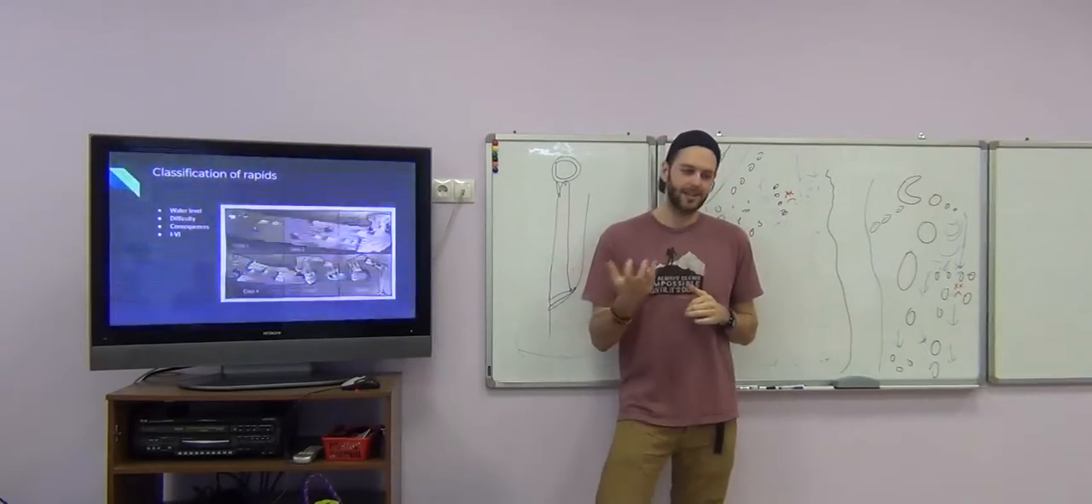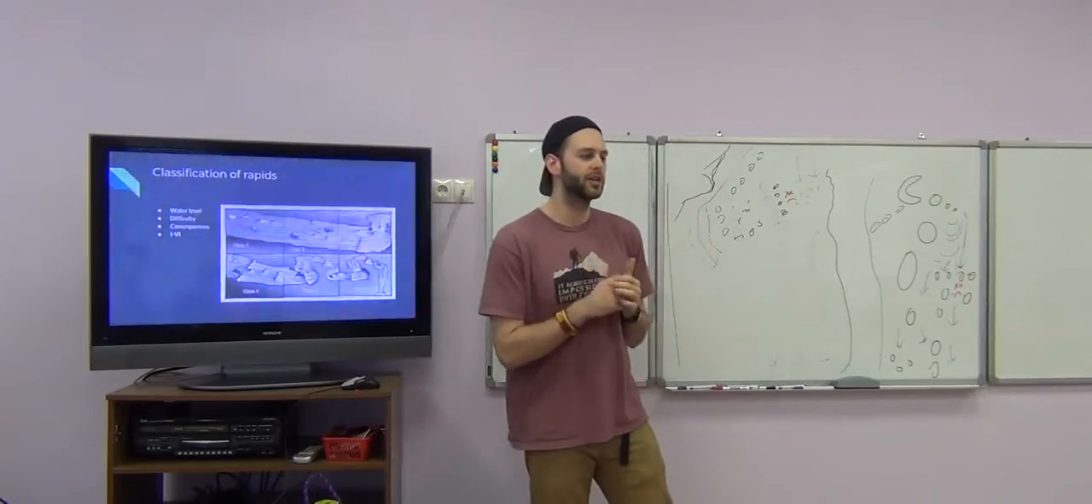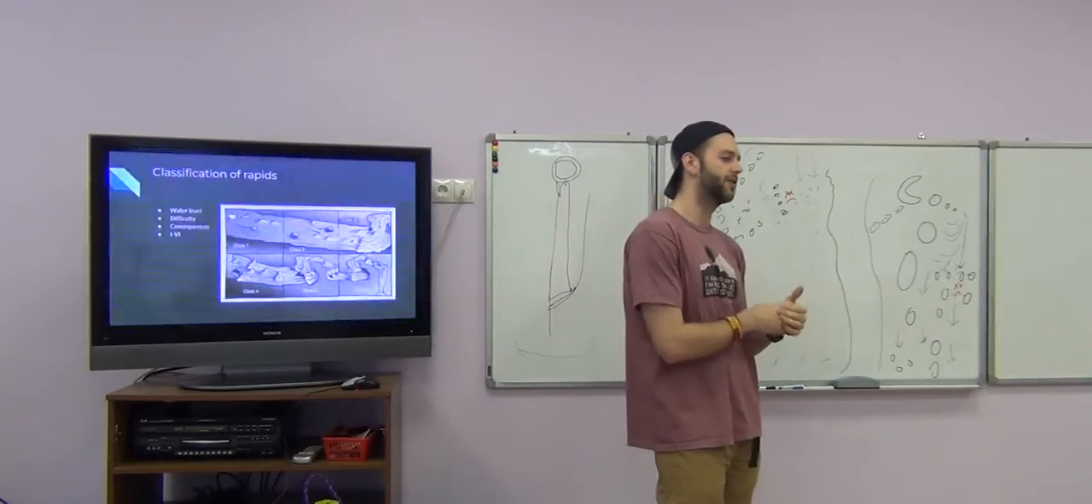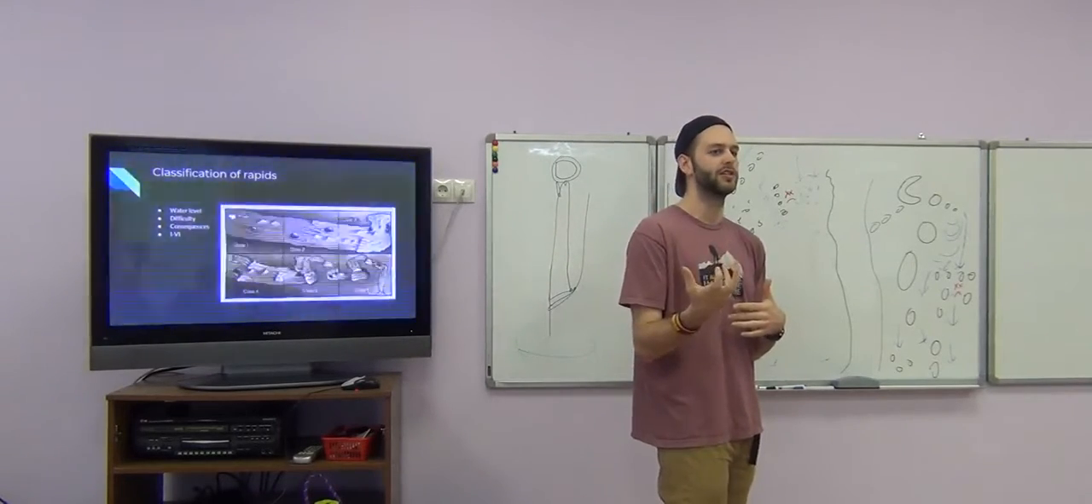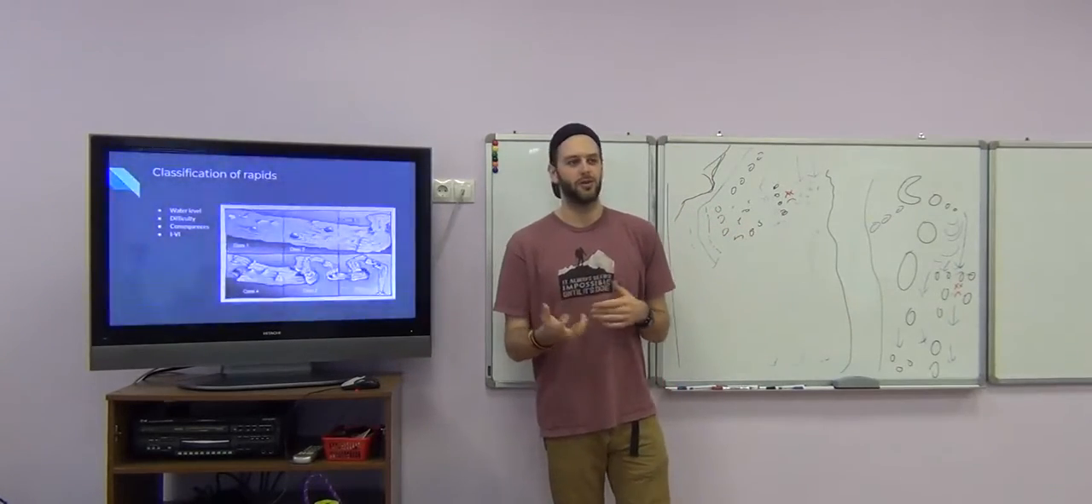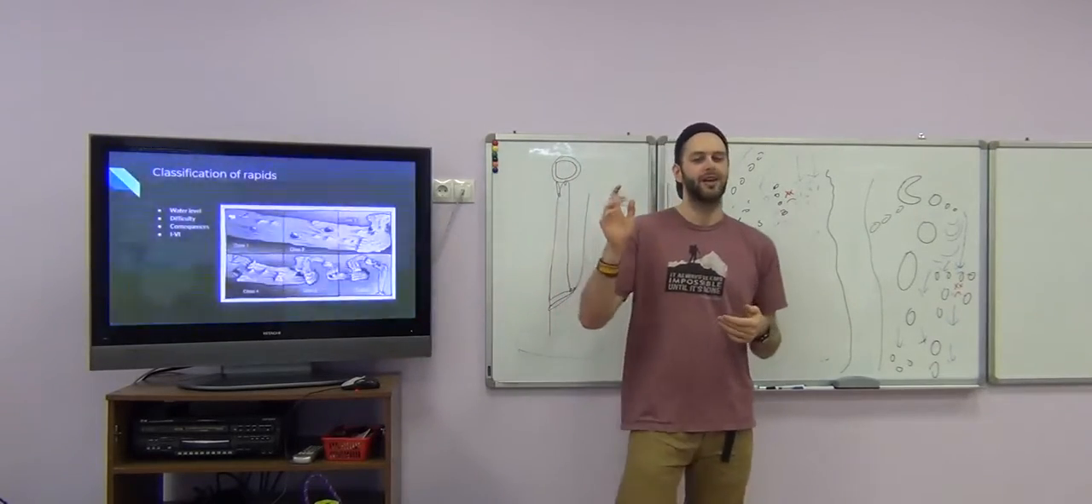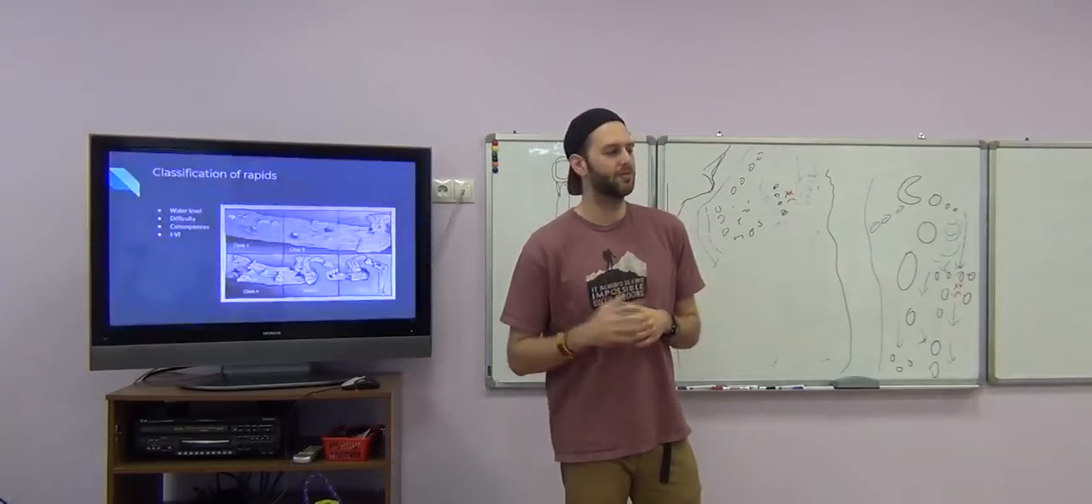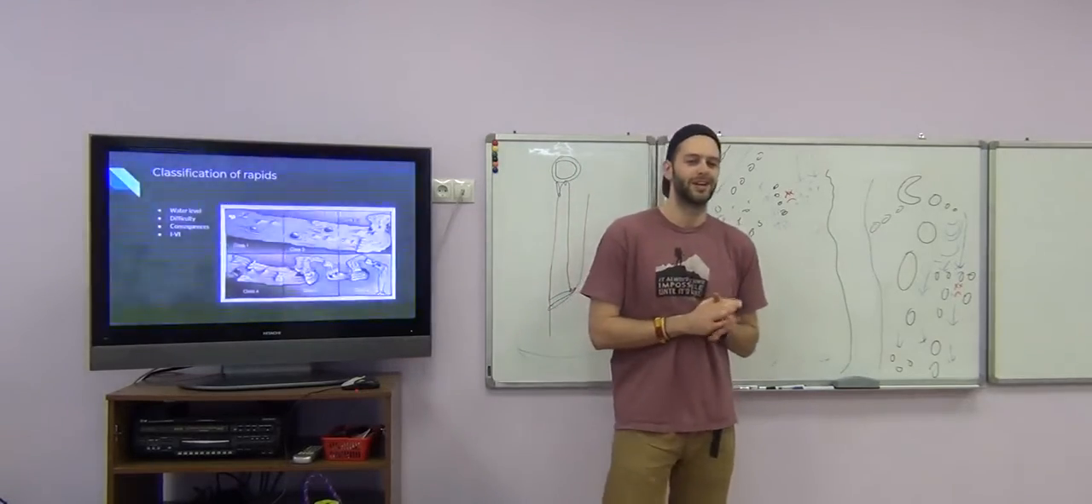And then class 6 is what is considered commercially unrunnable. So that means that it's too dangerous that no company will ever take you. Like if you contact somebody like, hey, I want to do that rapid, that company will be like, no, we're not going to do that.